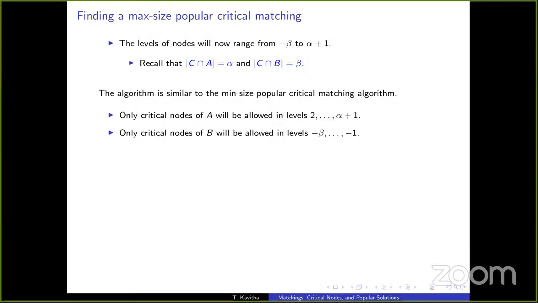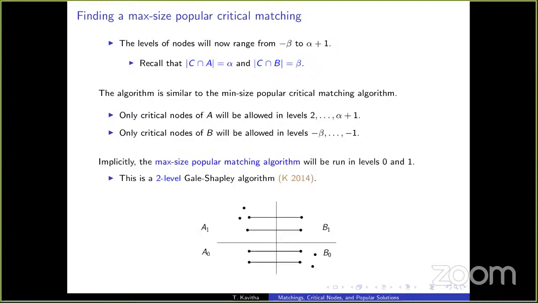In order to find a max-size popular critical matching, the algorithm is very similar. The one difference is we have one extra positive level now. Earlier, the highest level was alpha, and now it's alpha plus 1. The rest of the algorithm is exactly the same as in the min-size popular critical matching algorithm. So it is both in level 0 and level 1 that all the nodes are present. Earlier, it was only in level 0 that all nodes were present, and now it's in 2 levels that all nodes are present. And in fact, what is happening in these 2 levels is a 2-level Gale-Shapley algorithm, which is the same as the max-size popular matching algorithm.